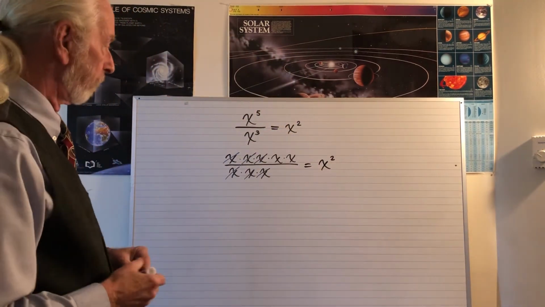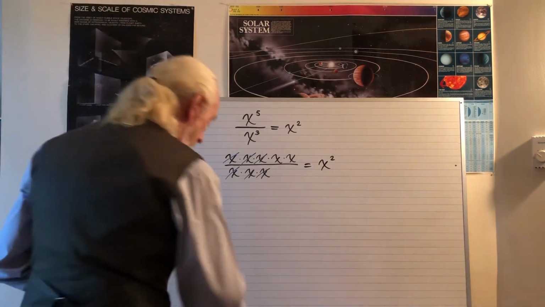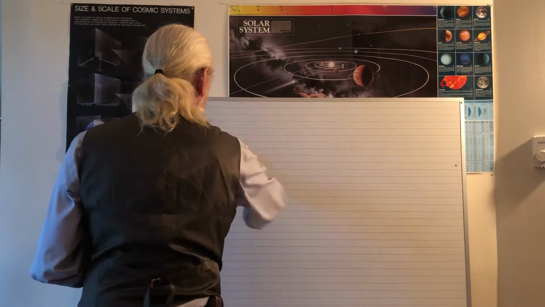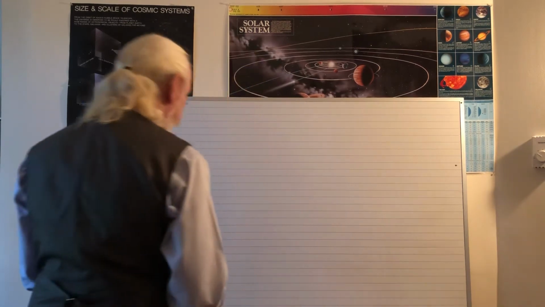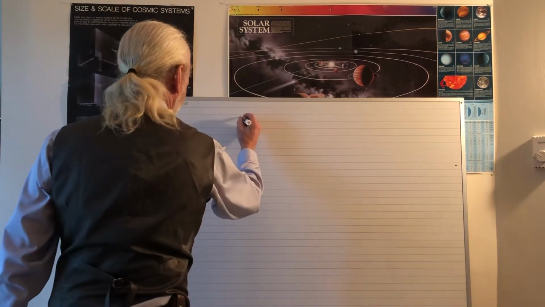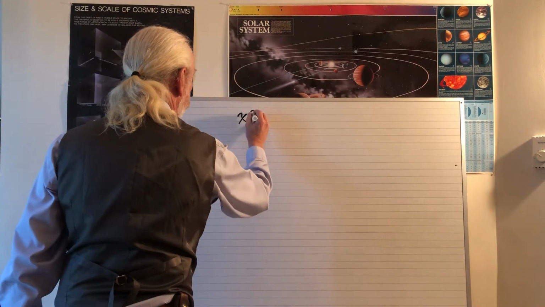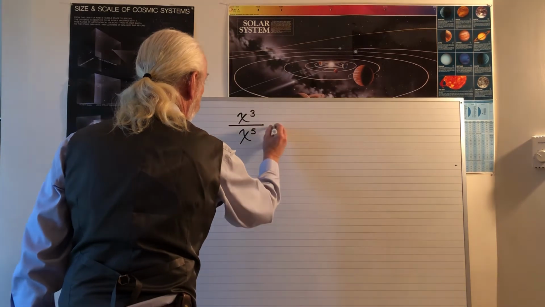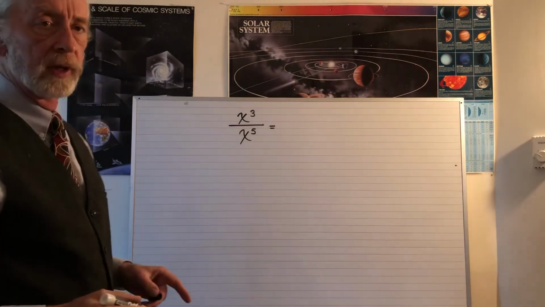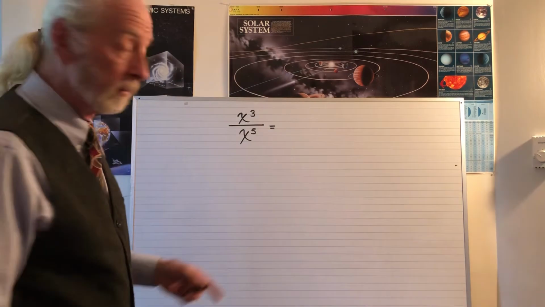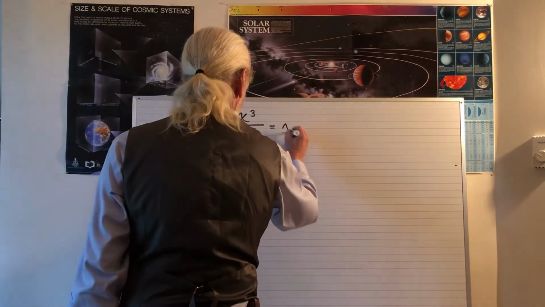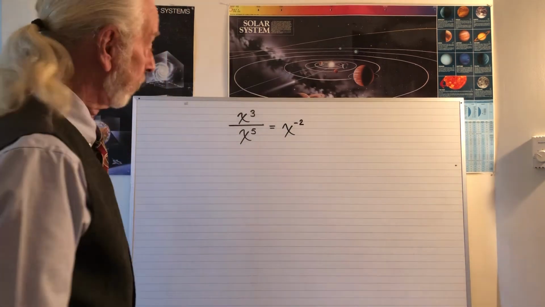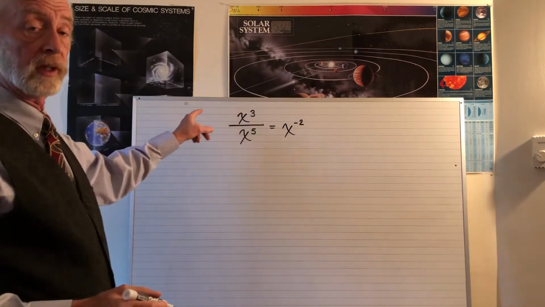That's pretty straightforward. But now I'm going to throw you a curveball. Same page. Let's try this. X to the third over x to the fifth. All right. What do we do with exponents when we divide? Well, we subtract them. And so the answer winds up being x to the negative 2. What the hell's that? Well, again, let's follow the instructions.